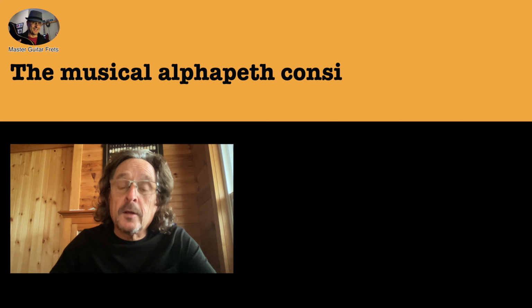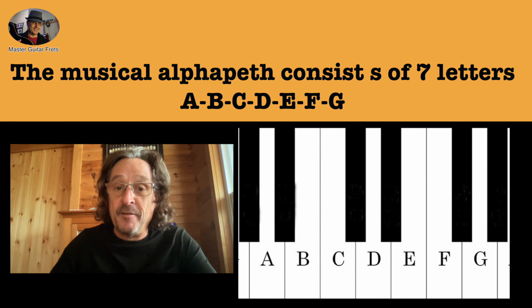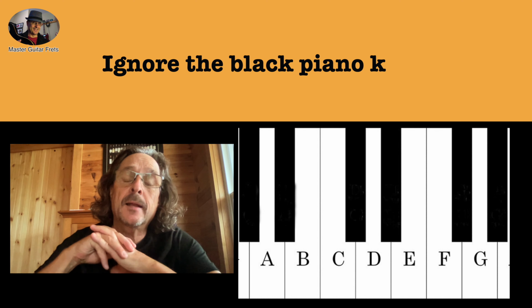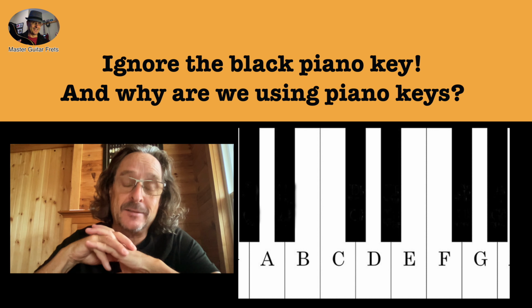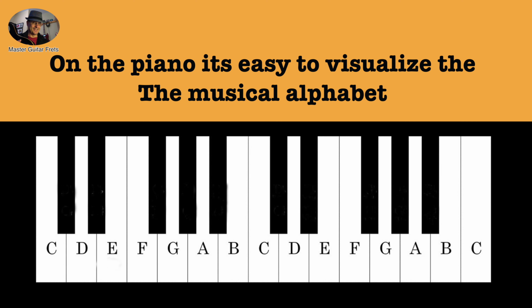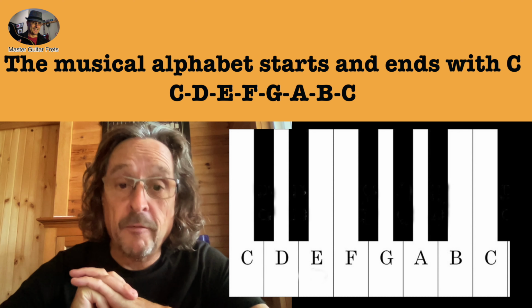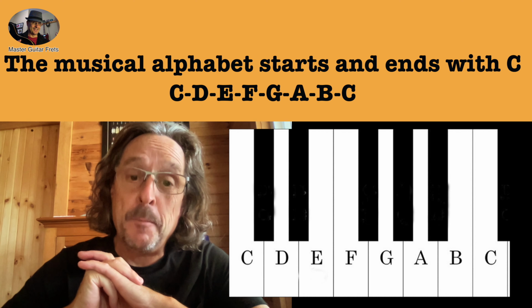The musical alphabet consists of 7 letters, A, B, C, D, E, F, and G. I'm going to demonstrate that on the piano keys, and for now, you can ignore the black ones. I will explain those later. Unlike the alphabet, the musical alphabet starts at C and then goes D, E, F, G, A, B, C.